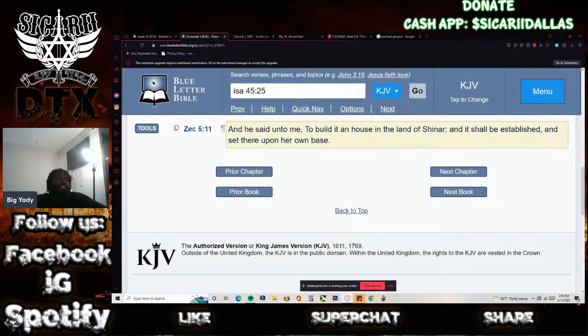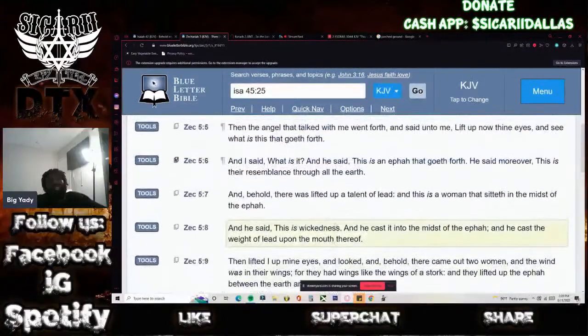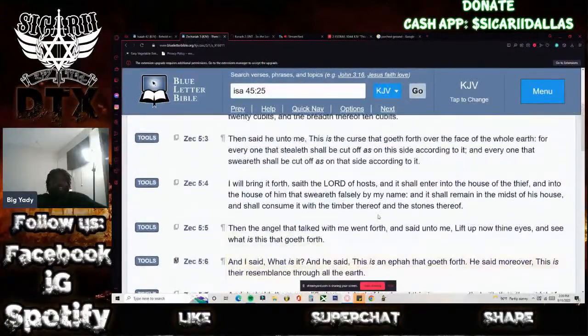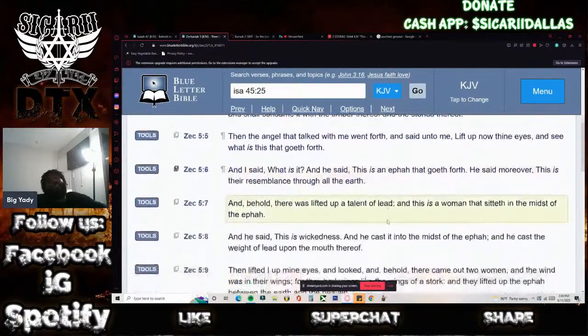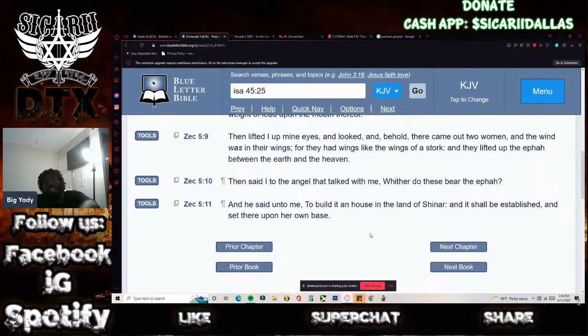It says, and set there upon her base, which basically is going into being glorified, to be brought into the land, being a pillar in the temple, all of these things, and us being established and being the apex of the earth. So this is really going from the time of Zechariah, really the time of us going into captivity, all the way into us being saved from Babylon the Great and us being exalted. That's what Zechariah chapter 5 is going into, man.